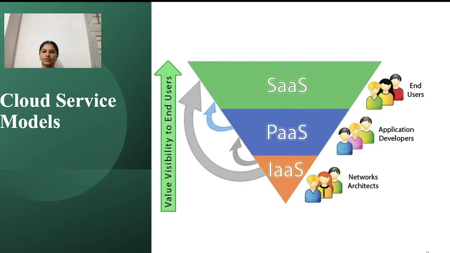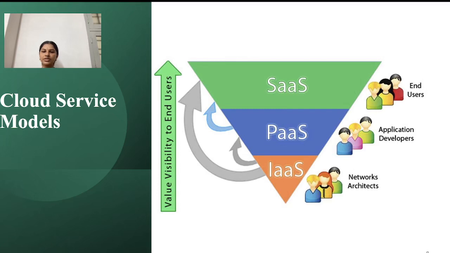There are 3 different types of service models. One is software as a service, the second one is platform as a service, and the third one is infrastructure as a service. In software as a service, the applications are developed by the cloud service providers. The users can make use of those applications over the internet. The best example for software as a service is Google Docs.